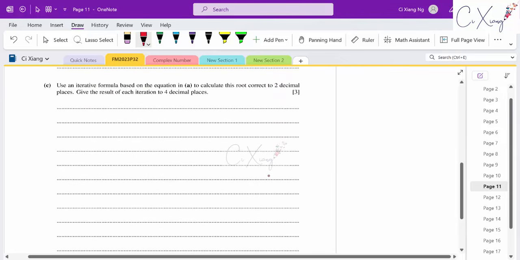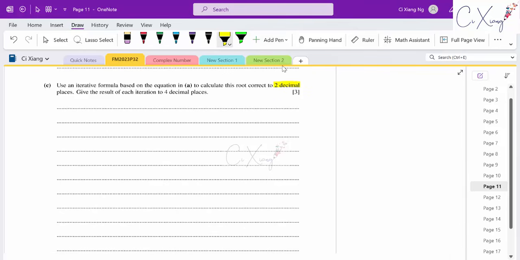For question number C, they want us to use an iterative formula based on the equation in part A to calculate the root correct to 2 decimal places, and give the result of each iteration correct to 4 decimal places. So let me rewrite our iterative formula again. The iterative formula in part A should be x equals half pi plus 3 over 4 sine x. This is my iteration formula, and I'm going to use it.